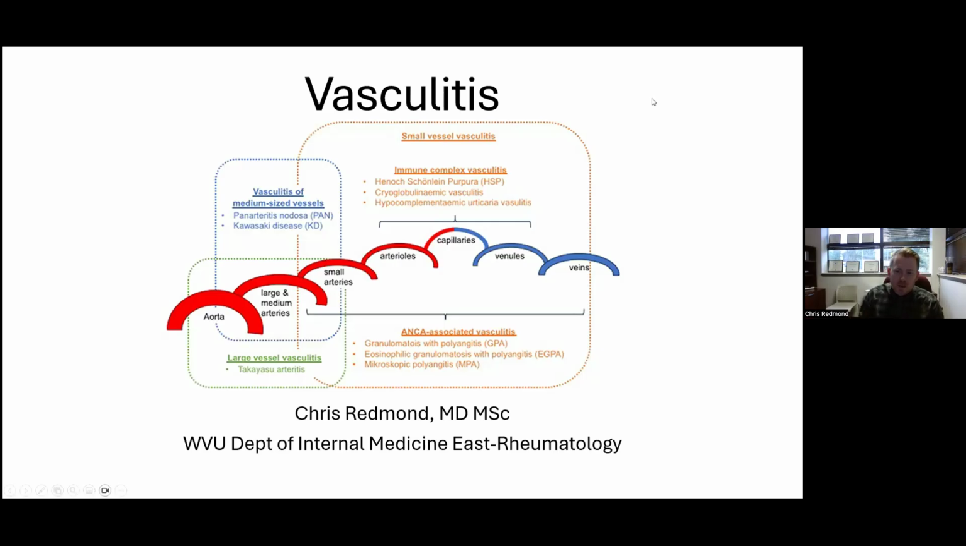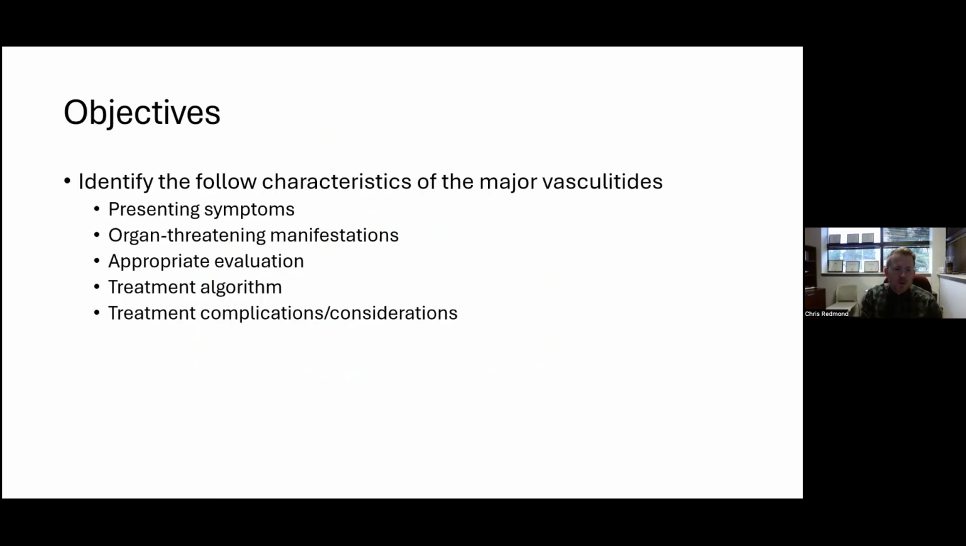And then you have some that we'll talk about that aren't represented in this diagram that also involve the venous system as well. So objectives are to identify the characteristics of the major vasculitides, presenting symptoms, organ-threatening manifestations, appropriate evaluations, treatment, and some complications or considerations.